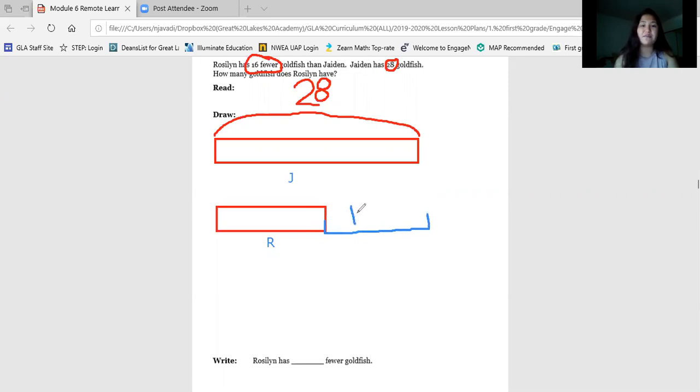That means the difference between Roslyn's and Jaden's tapes is 16. So I know that this much of Jaden's tape is equal to 16, but I don't know how much of this tape is equal. And if I was able to find out what this part of Jaden's tape equals, then I could find out how many Roslyn has. So let's use a number sentence to find this missing piece of Jaden's tape diagram.